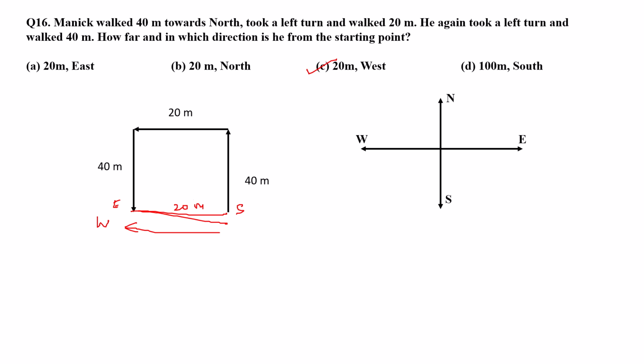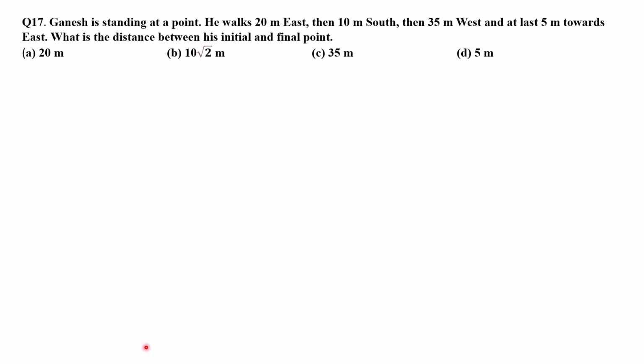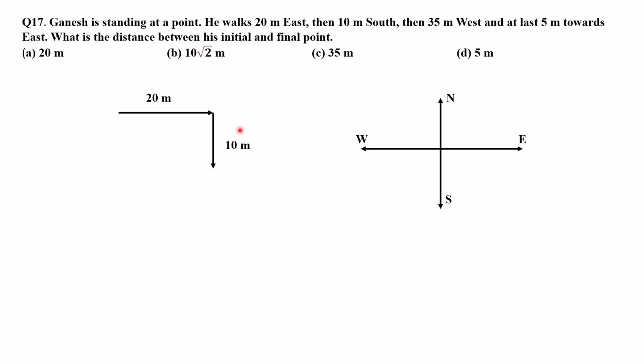Now moving to next question. Now question number 17, again it is a direction based question. It is given that Ganesh is standing at a point, then he walks 20 meter east. So let's start plotting it. This is the direction. So first he walked 20 meter towards east, then 10 meter south, then 35 meter west, and then at last 5 meter again he came towards the east. Okay, so this direction. Now you have to find the distance between initial and the final point. Now initial point is here, final point is here. So just join it. So let's form a triangle.